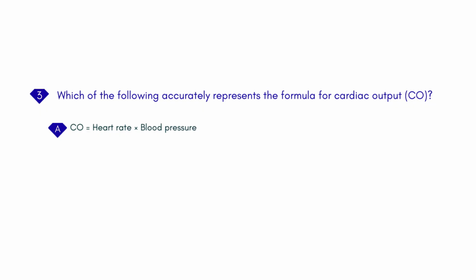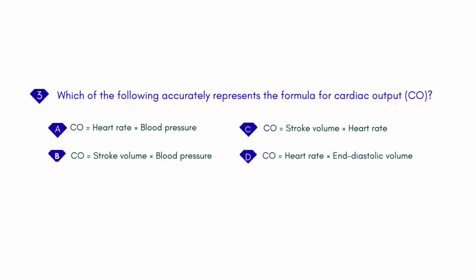A. CO equals heart rate times blood pressure. B. CO equals stroke volume times blood pressure. C. CO equals stroke volume times heart rate. D. CO equals heart rate times end diastolic volume. Answer C. CO equals stroke volume times heart rate.